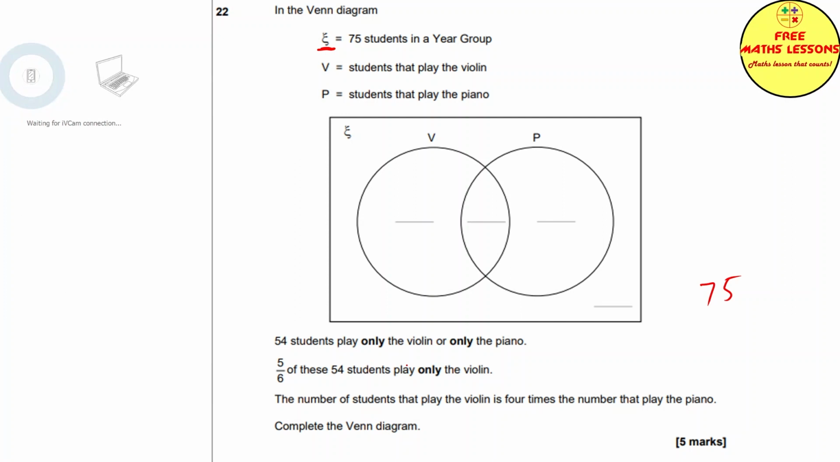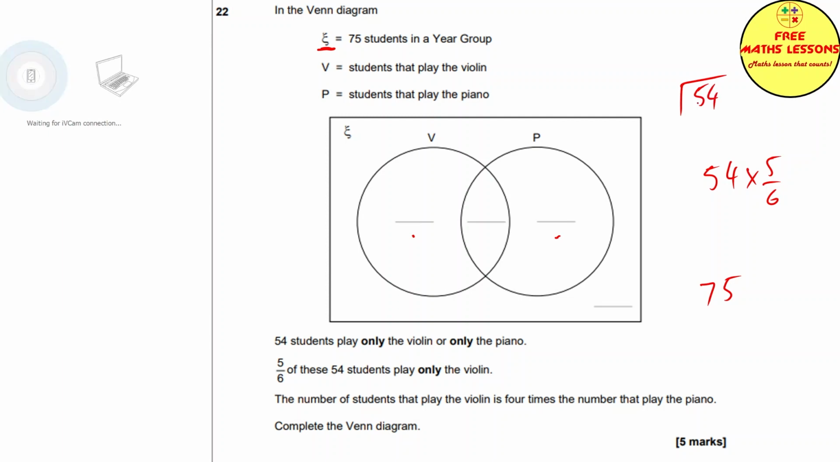Now we read the last part of the question. 54 students play only violin or only piano. So these 2 boxes here should add up to 54, only violin and only piano. Now, 5/6 of the 54 students play only violin. So we need to multiply 54 by 5/6. So divide 54 by 6 and then multiply by 5. I'm going to use the bus-stop method quickly.